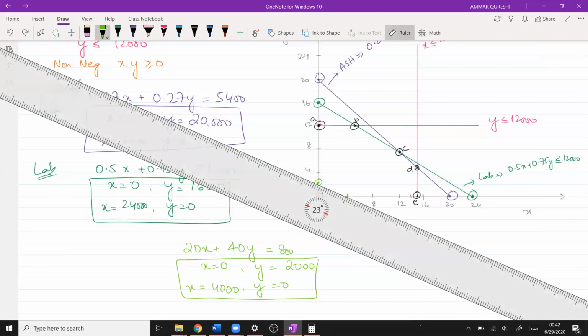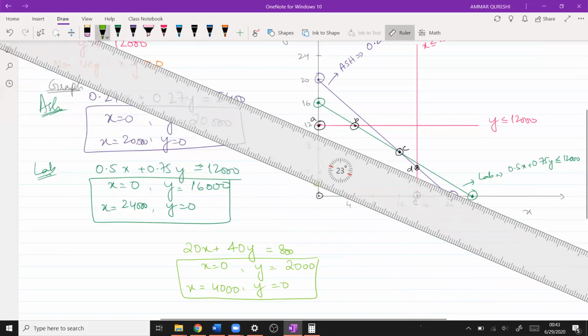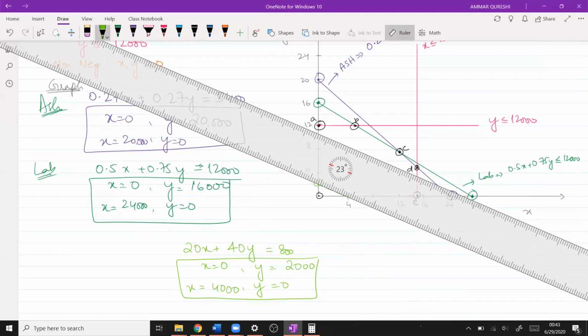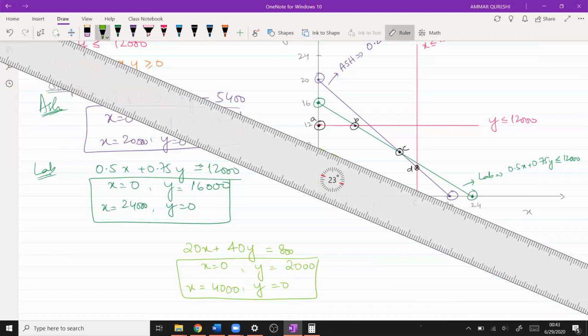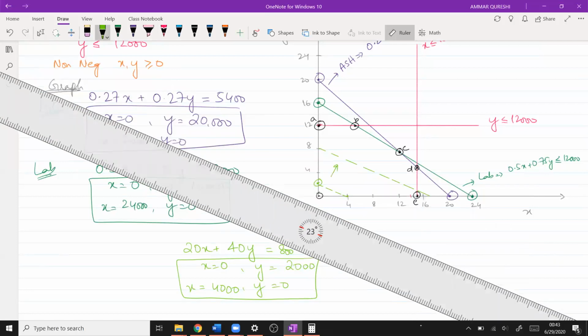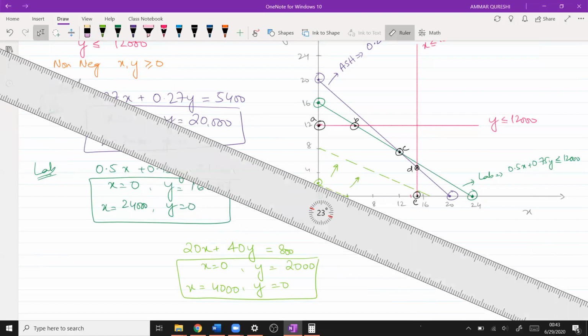Let me draw a dotted line here. Right, so this is the objective function, and if you move it away from the origin, we can put it like this. This is basically how we move it away from the origin, right? The point which will be cut at last, which is farthest from the origin, is the ideal solution for us.